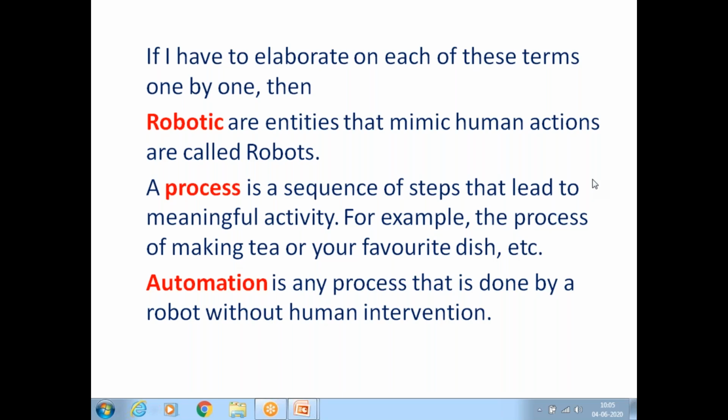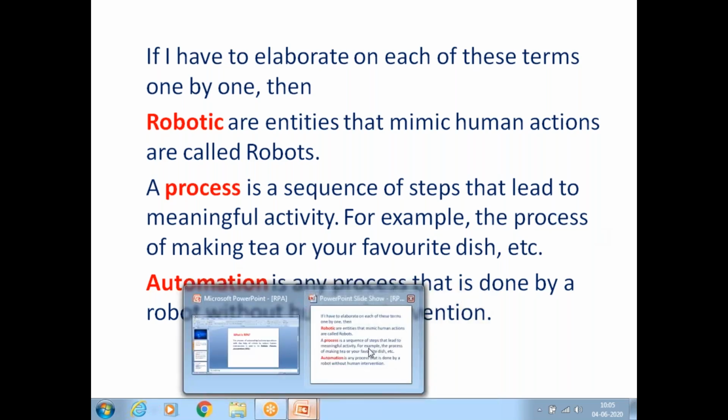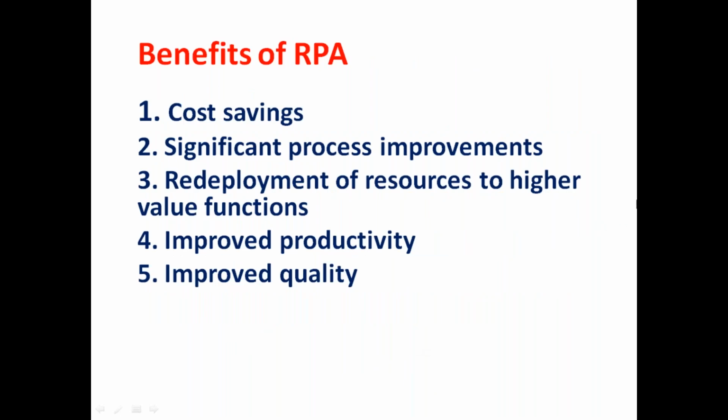So what is the benefit of robotic process automation? The benefits are cost saving, since we can design the bots at less cost, significant process improvement and redeployment of the resources to higher value functions, improved productivity, and improved quality.